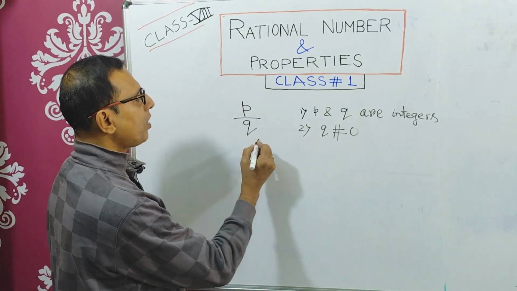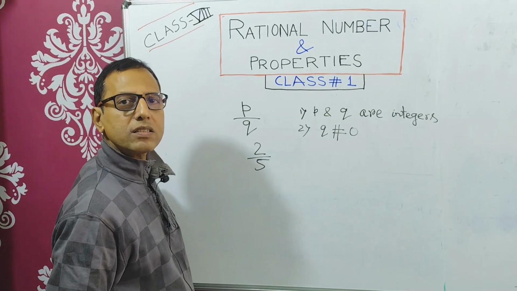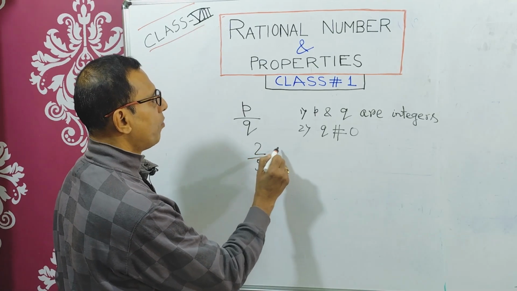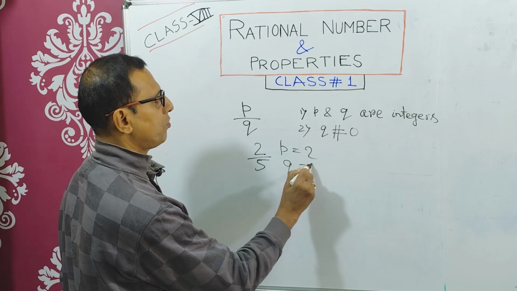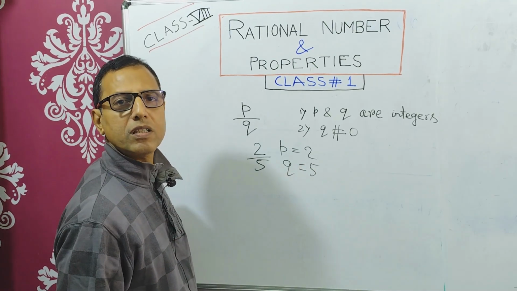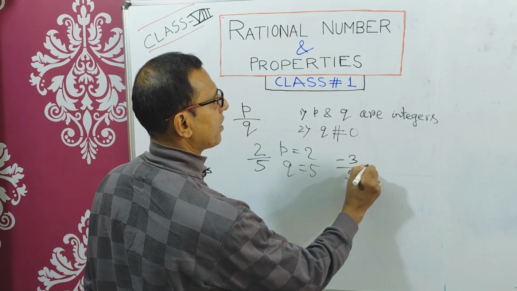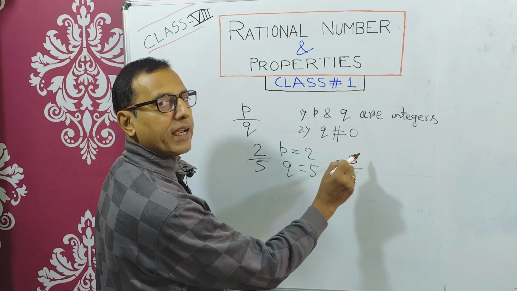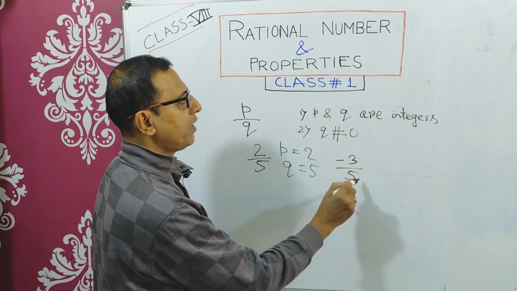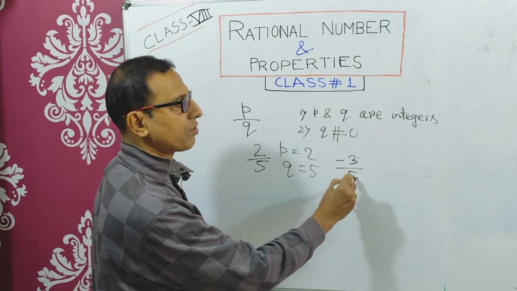So now if I say 2 by 5, is it a rational number? Yes, it's a rational number because both are integers, P equals to 2 and Q equals to 5. If I say minus 3 by 5, is it a rational number? Yes, because P is a negative integer, minus 3, and Q is a positive integer, 5. So it's a rational number.